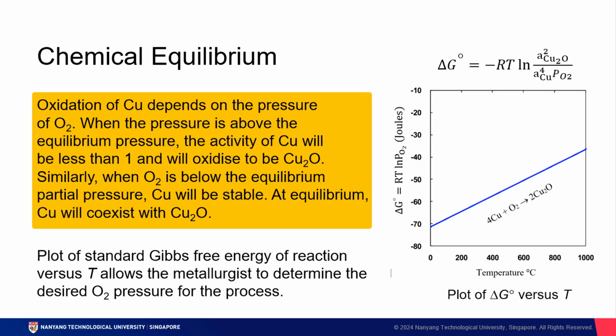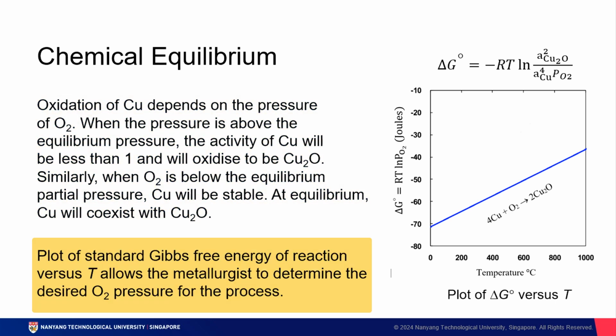Oxidation of copper depends on the pressure of O2. When the pressure is above the equilibrium pressure, the activity of copper will be less than 1 and will oxidize to be copper oxide. Similarly, when O2 is below the equilibrium partial pressure, copper will be stable, or copper oxide might even be reduced back to copper. At equilibrium, copper will exist with copper oxide.